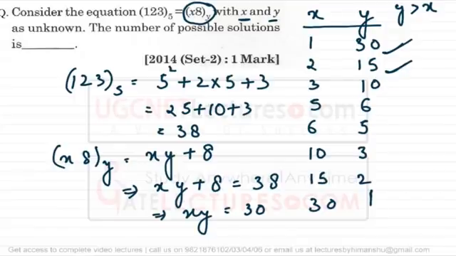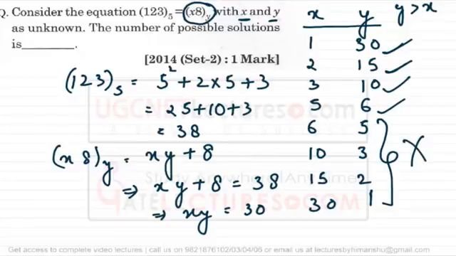So we can only take the solutions in which y is greater than x, which is 1 and 30, 2 and 15, 3 and 10, and 5 and 6. Right? And all these solutions in which x is greater than y, these are not valid. You know the reason, right? So what are the number of possible solutions? We've got 4 possible solutions. So the answer is going to be 4.